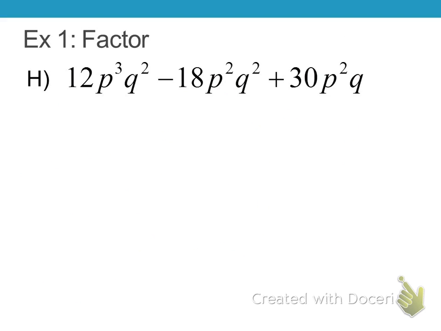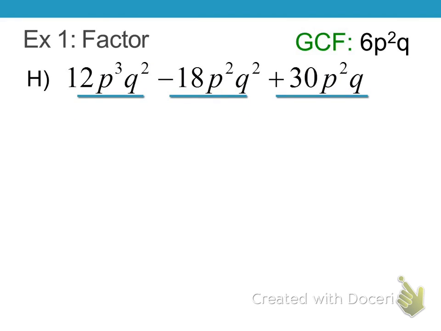There's 6p squared cubed. Very good. 6 for our coefficients. They all have a base of p, right? We have p to the third, p squared, so it's going to be p squared, the smaller exponent. And then they all have a q, but the last term just has a q to the first, so we got to go with that one. So 6p squared q. Go through and divide all 3 terms by 6p squared q.